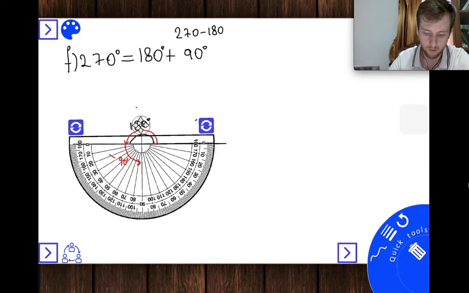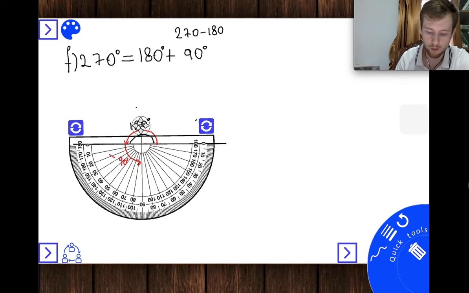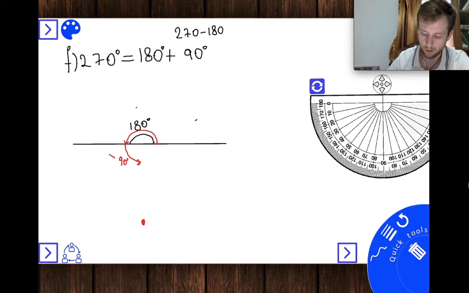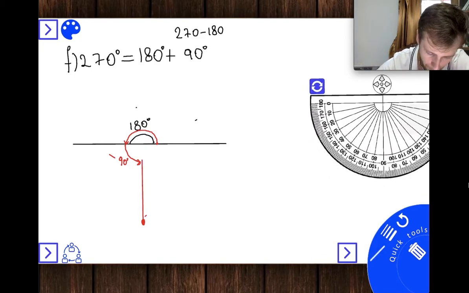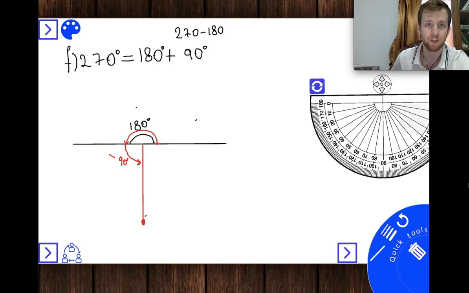Again, try to find the center of this line, and we have to measure 90 degrees here. So we find 90, like this. And now we have to draw a line here. Try not to look too much at the black line. Our actual 270 degrees angle is going to be these two red lines. This is our 270 degrees angle.